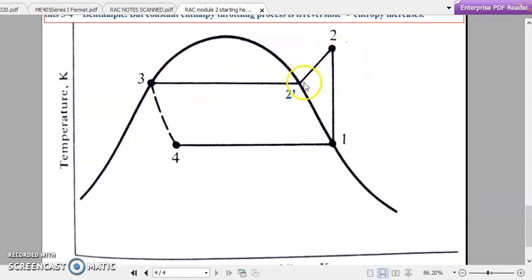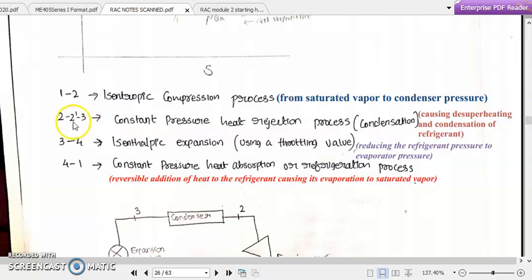Okay, then 2-3 is our condenser working, the reversible constant pressure heat rejection process. During this process, what will happen? The condensation of the refrigerant will be occurring. How is that condensation occurring? During this constant pressure heat rejection process, it will cause de-superheating and condensation of the refrigerant.